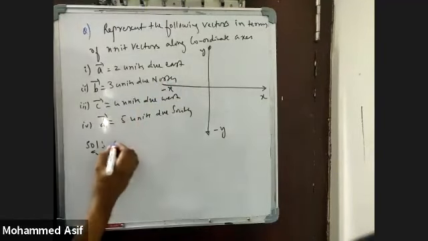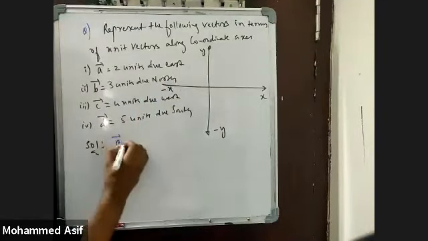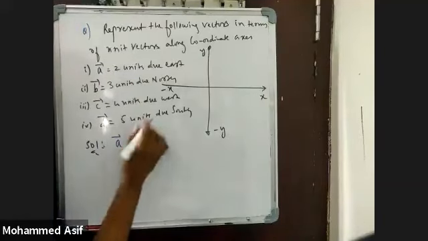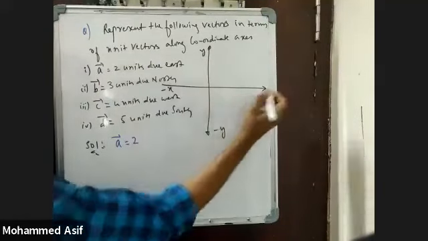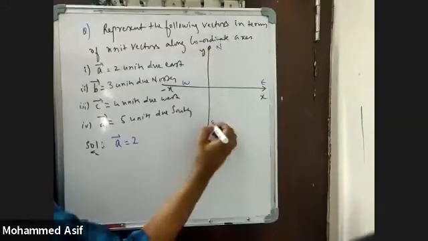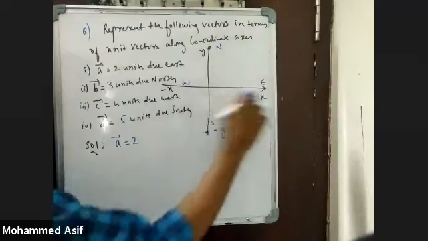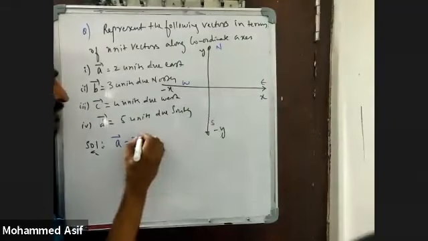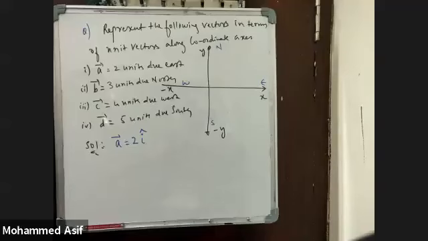Okay. Represent the following vectors in terms of unit vectors. A bar is equal to 2 units due east. Unit vector means it should be represented in which direction? A bar is equal to 2 units due to what direction? East. This one is west, this one is north, and this one is south. East direction means along the x-axis. The x-axis we always represent by what? I cap. So A bar is equal to 2 times I cap.